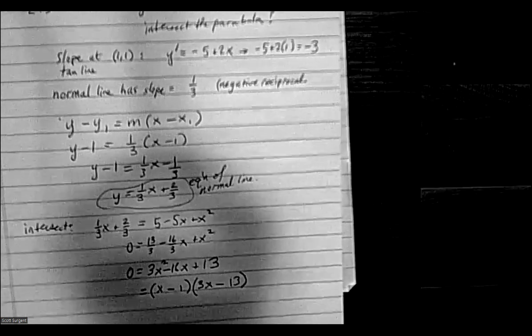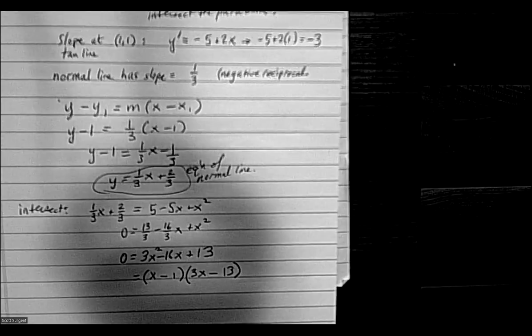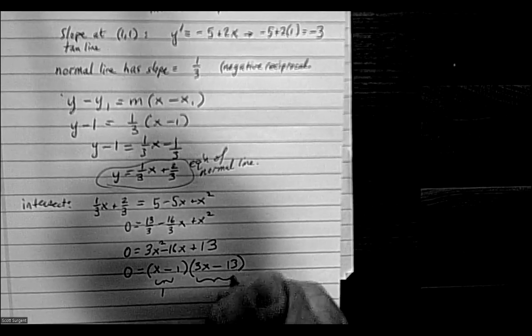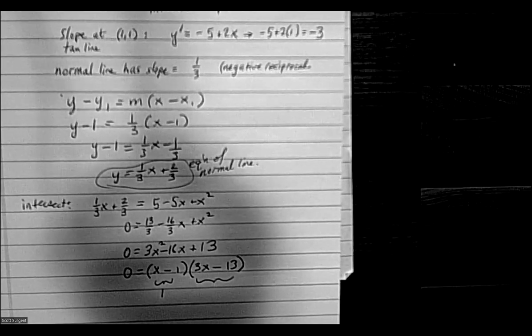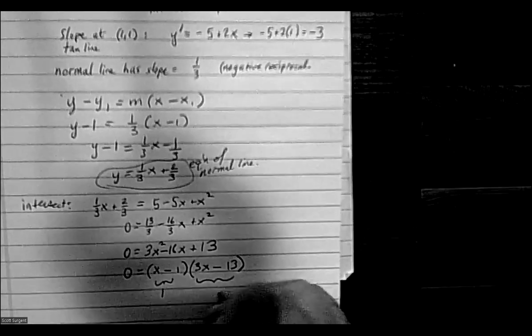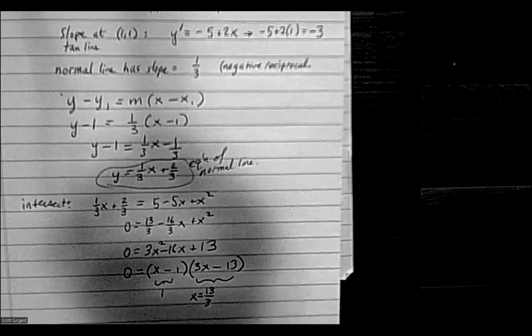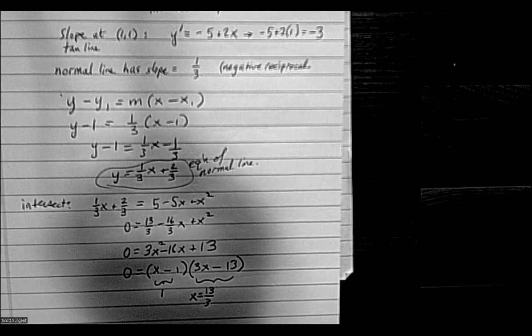So I just got to figure out, it looks like it's going to be 3x and a 13. It looks like it's going to be that. So I get two answers. One of them is 1, which is not a surprise because that was where the original point was. The other one looks like it's going to be 13/3. So it looks like that's the x value of the other point.